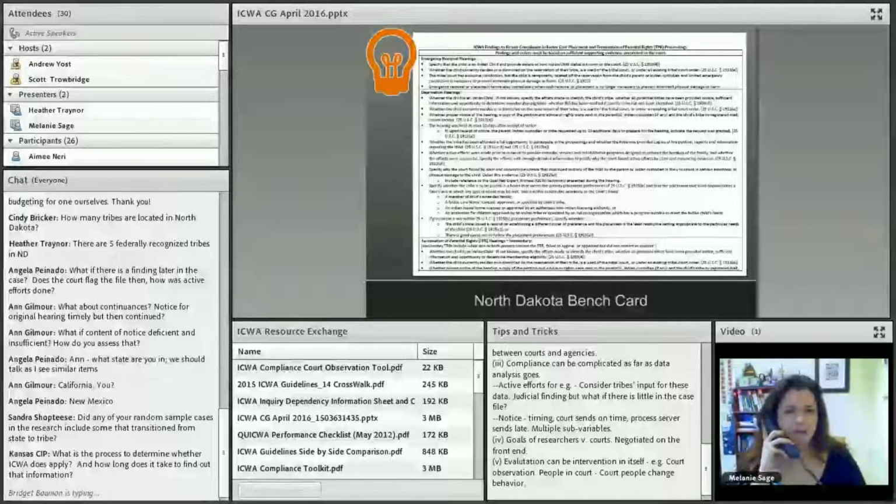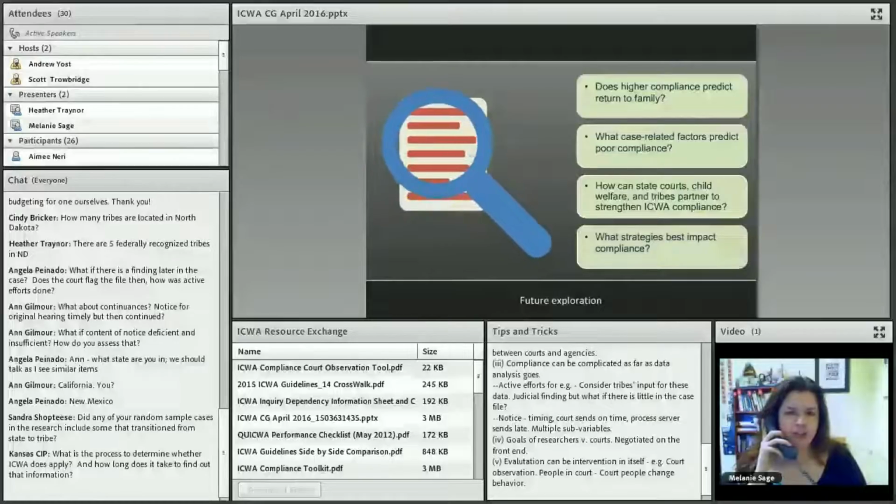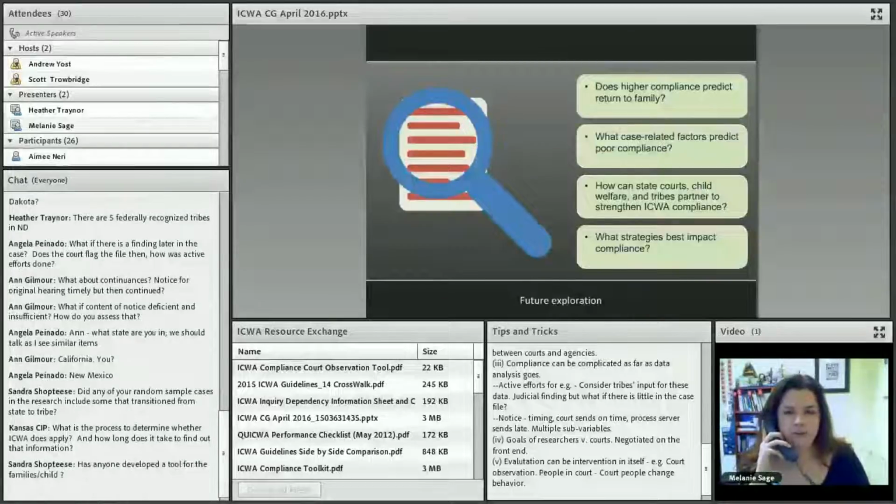So I mentioned that I think that we'll be able to answer some other questions because we've gathered so much data from each case, and some of these questions I think we'll be able to answer include, does the quality of case compliance predict return to the family? So one of the variables we document is where the children are at the end of the case. And so from a child welfare best practice standpoint, I want to know if the cases that have better tribal involvement and case compliance are more likely to lead to good outcomes for the kids. I want to know what factors like maybe rurality or age of the children or reason for removal predict poor compliance with a case. We want to know generally what effect this partnership has on strengthening ICWA compliance, and what strategies can impact compliance.